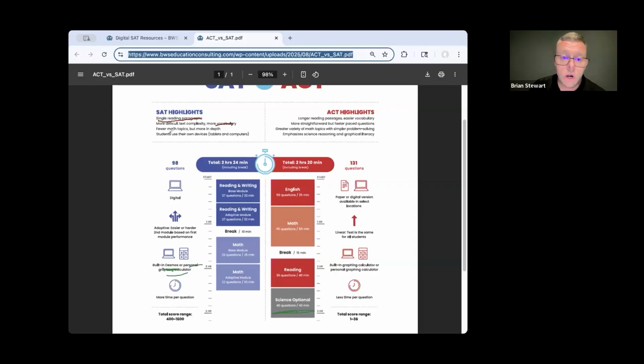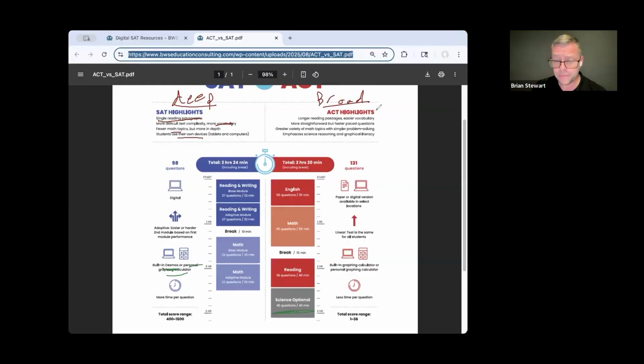They test fewer math topics, but they're more in depth. Just in general, I'd say the SAT is a deeper test and the ACT is a bit broader. Okay, so the SAT a bit deeper, ACT a bit broader. And then students do this on their own computer or their own device.